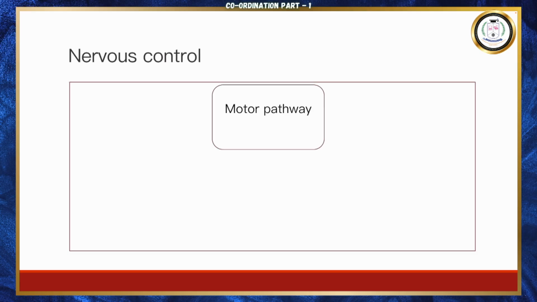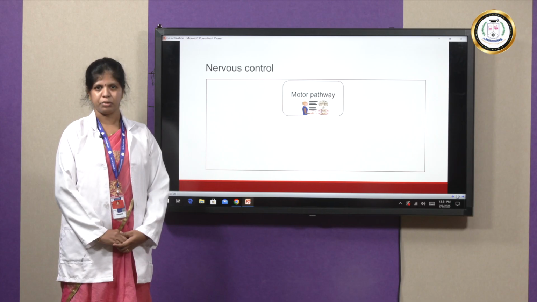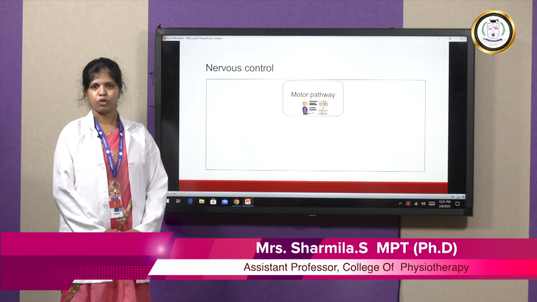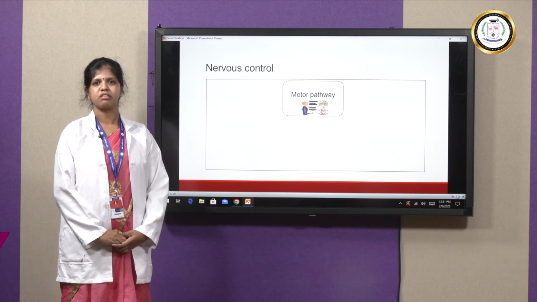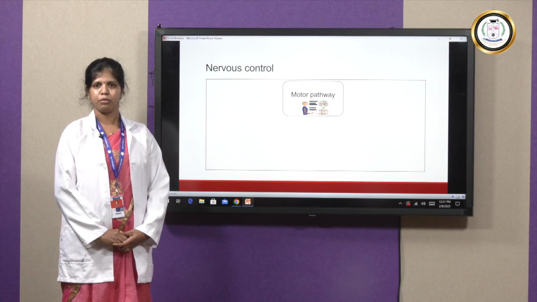So when I say nervous control, the first thing that comes up is your motor pathway. So what is this motor pathway? Motor pathway is nothing but the brain thinking of a movement, right? When the brain is thinking of a movement, the impulses are supposed to travel from the brain to the spinal cord, and from the spinal cord, the impulses are supposed to reach the muscle. That activity is done by the motor pathway.